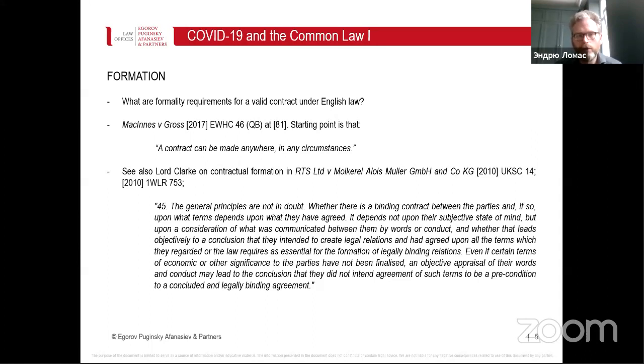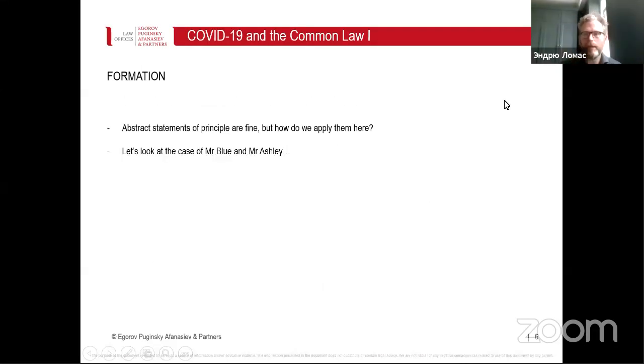So to distill that down, what Lord Clarke is saying is, first of all, it doesn't really matter what the parties subjectively agreed. You've got to look objectively to the words and the conduct. And it's not determinative that there may be key terms that are missing. As long as the basis of an agreement is there, then there may be the basis for saying that there is a legally binding contract. And that's all well and good. But how do we apply abstract principles more generally?